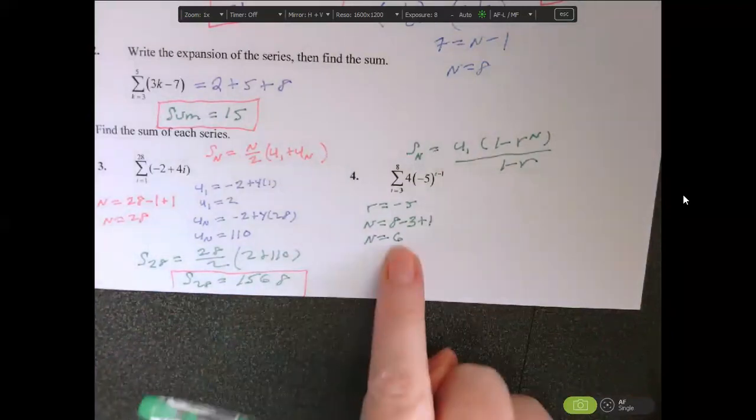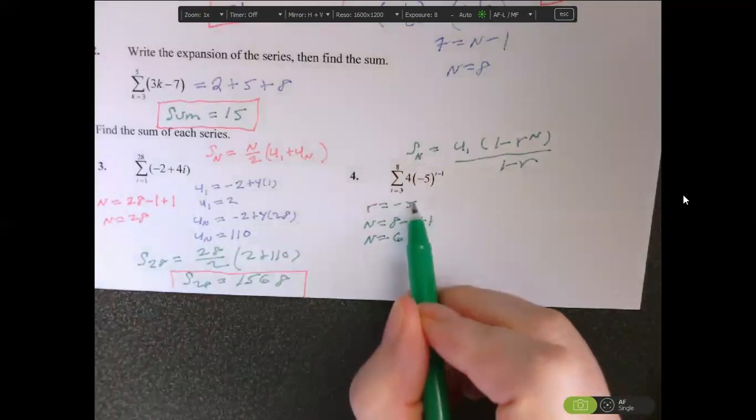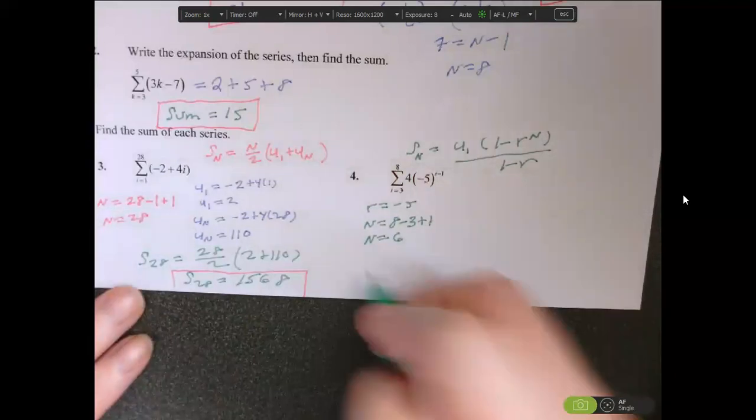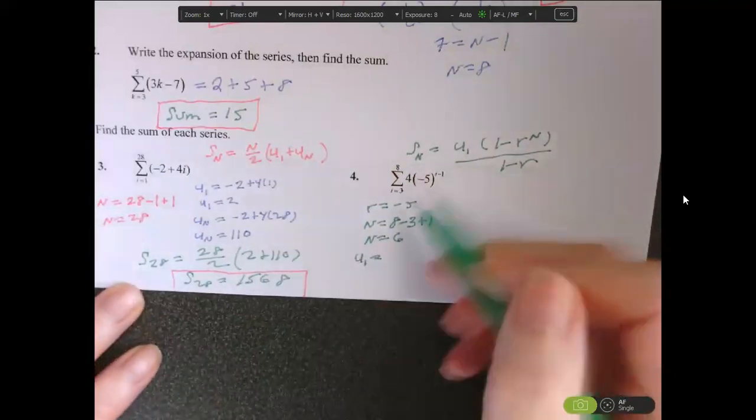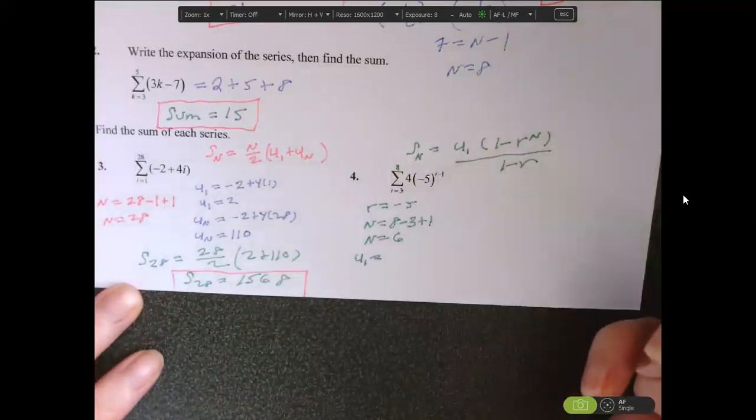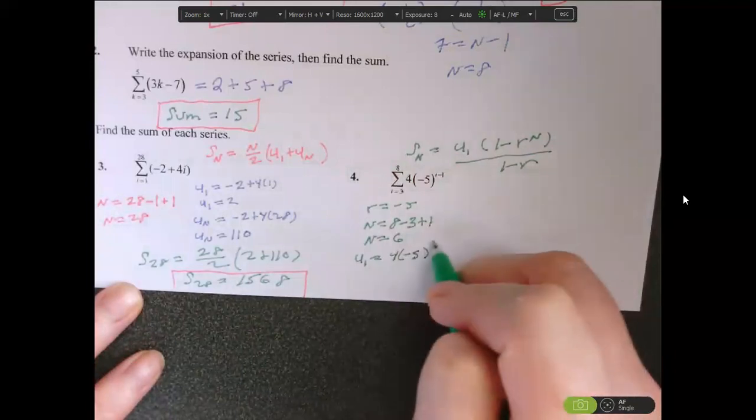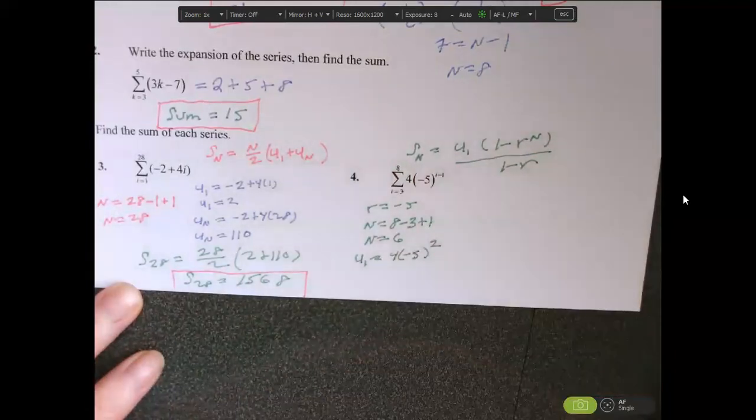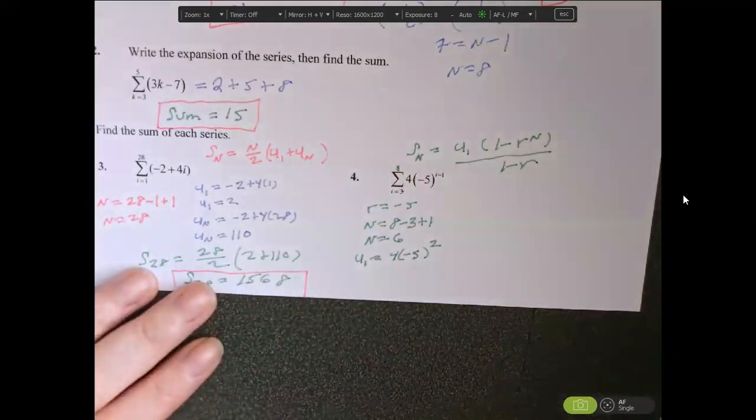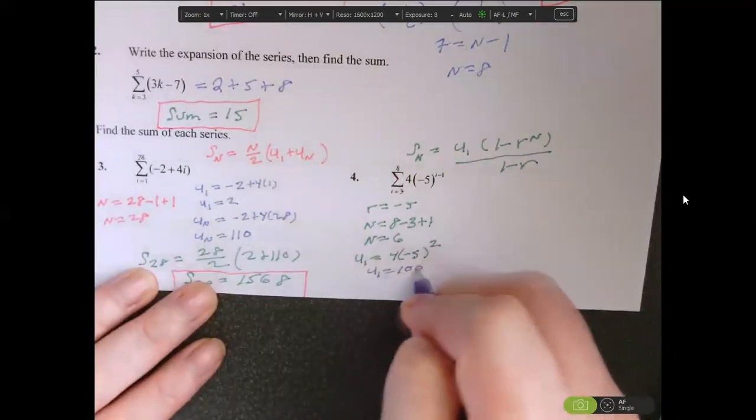So we have n is 6 between 3 and 8, including 3 and 8. Our common ratio is negative 5. And now we just have to find that first term, which I mentioned. All you have to do to find that first term is replace your i with whatever the lower limit is, which in this case is 3. So it's 4 times negative 5 raised to the 3 minus 1, which is 2. Grab your handy dandy calculator, and I think that you'll agree with me that u sub 1 is 100.